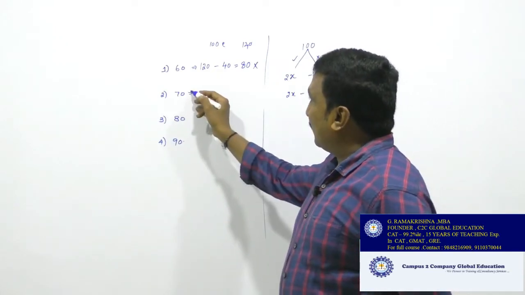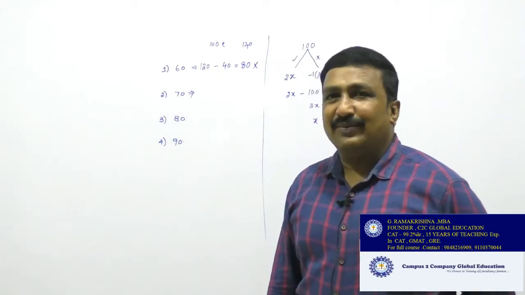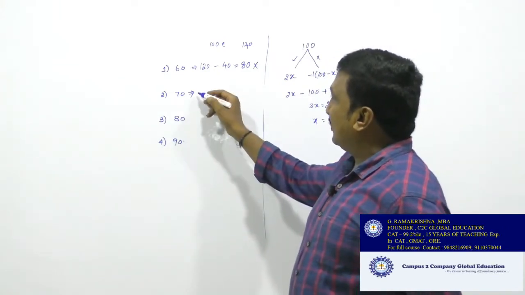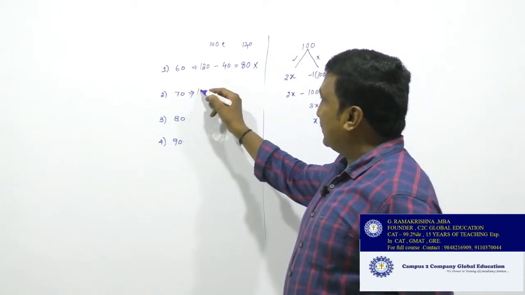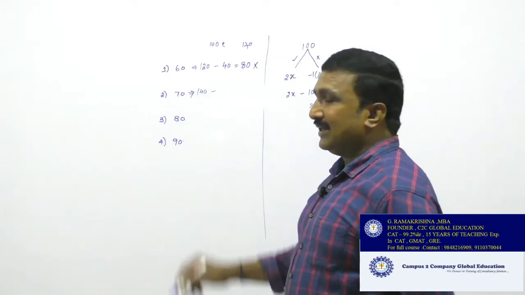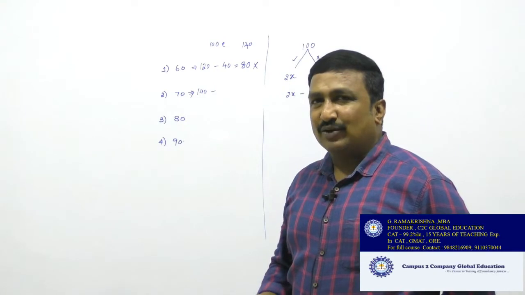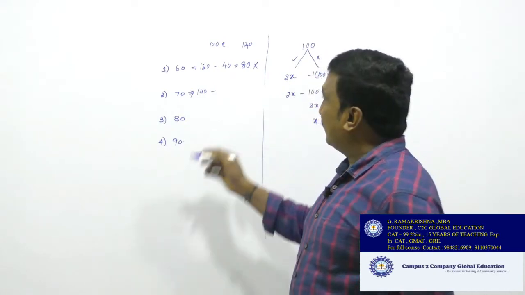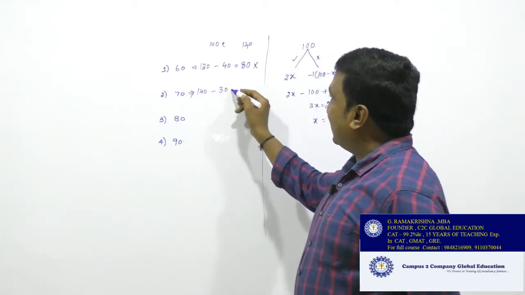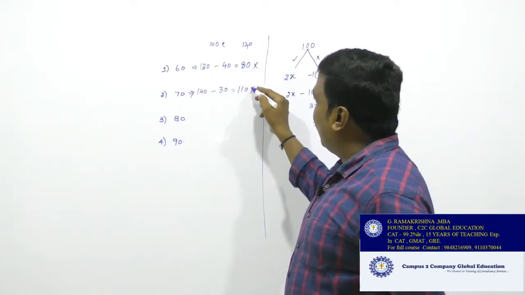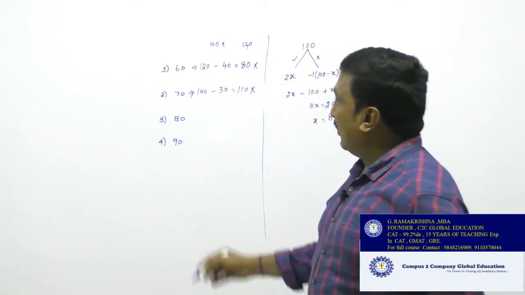Similarly, second option. Let us take he attempted 70 questions correctly. So you will get a score of 70 into 2 is equal to 140, minus how many questions he attempted wrongly? 30 questions. For 30 questions he will get a penalty of 30 marks. So 140 minus 30 is equal to 110. So this is also not equal to 140. So we can eliminate it.